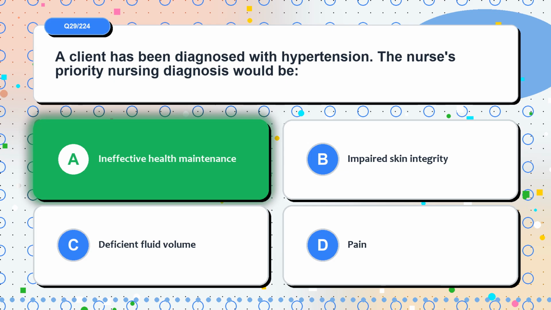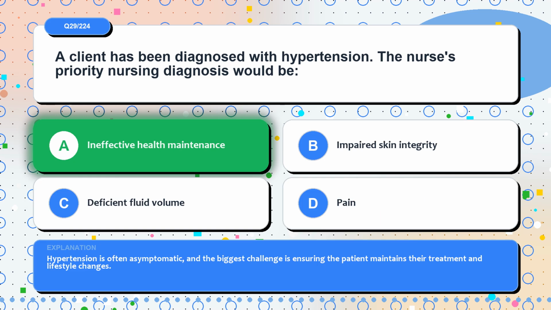The correct answer is option A. Ineffective health maintenance. Hypertension is often asymptomatic, and the biggest challenge is ensuring the patient maintains their treatment and lifestyle changes.